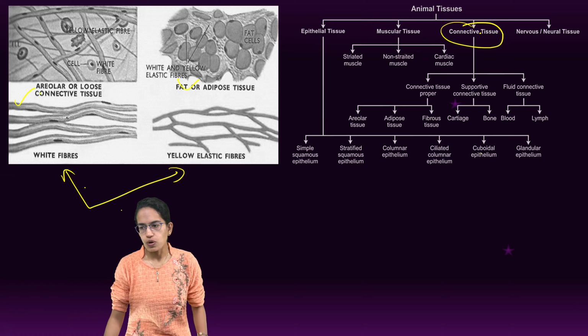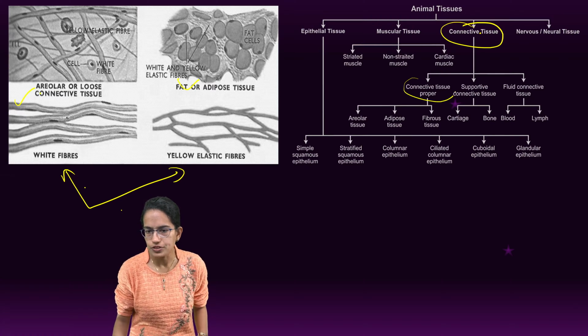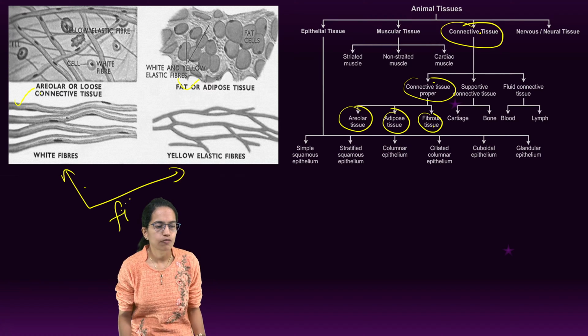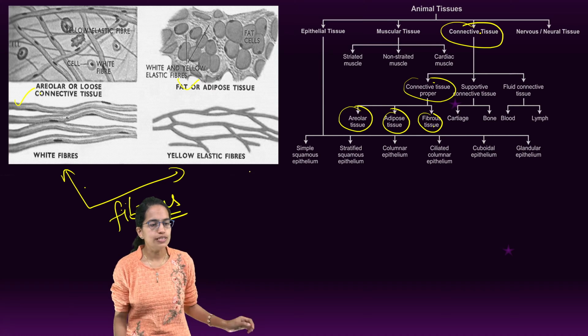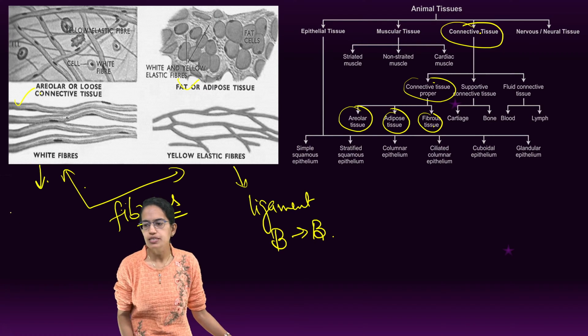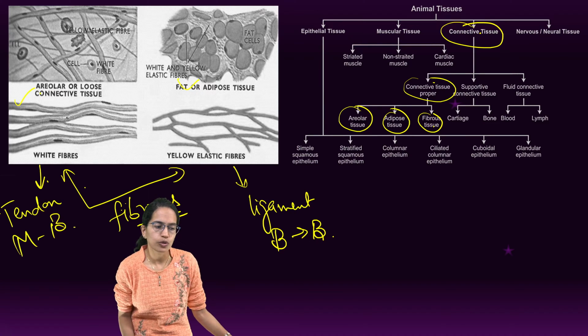When I talk about the proper connective tissues: areolar, adipose, and fibrous. Under fibrous, we have white fibrous and yellow fibrous. What is the difference? The yellow one is the ligament. What is the function of ligament? It connects bone to bone. What is white fibrous? White fibrous is tendon. It connects muscle to bone.